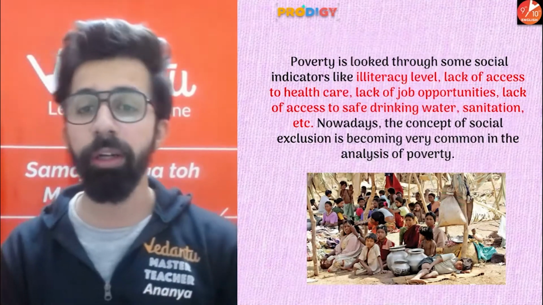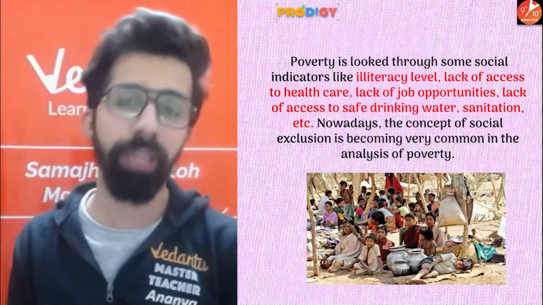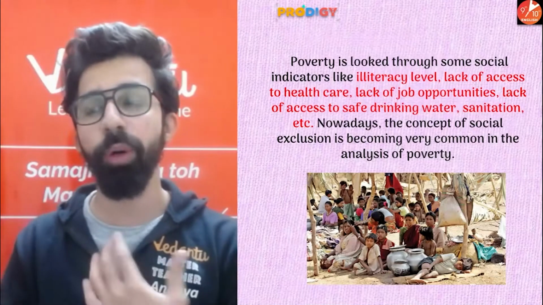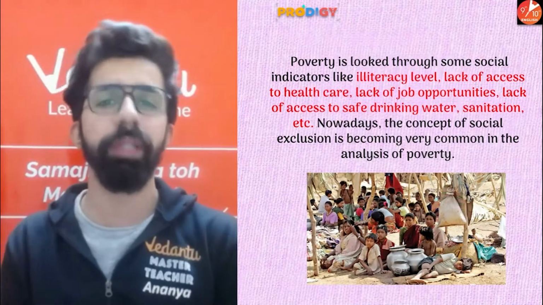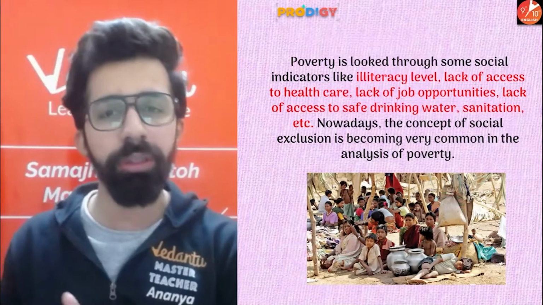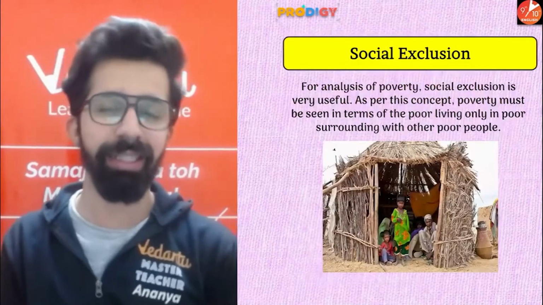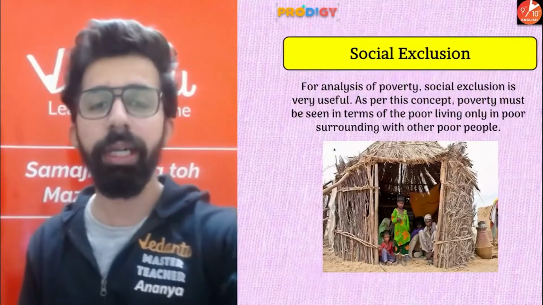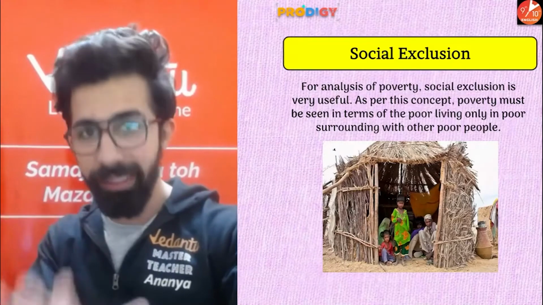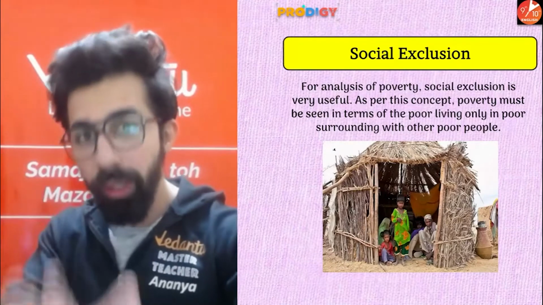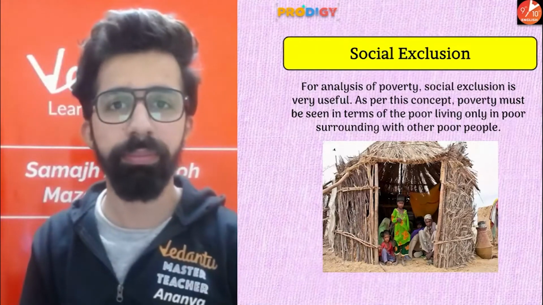Okay. Now guys, the concept of social exclusion. So according to social scientists, guys, they see poverty in a different way. According to them, poor people face 2 common issues like social exclusion and vulnerability. So like, what is social exclusion? Let's understand this concept. Now guys, according to social scientists, poverty must be seen in terms of poor living only in poor surroundings with the other poor people.